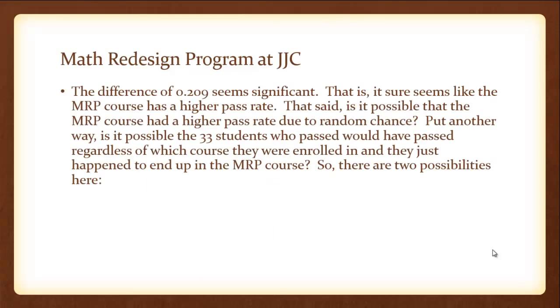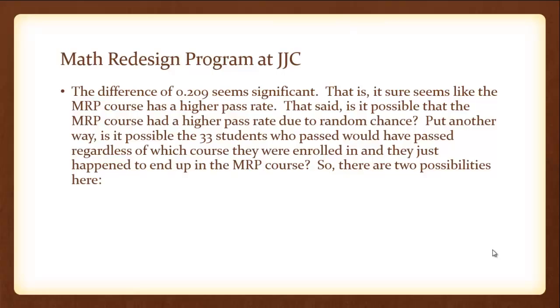All right, so again, that 0.209 seems significant. What we want to know is, could we get that type of a sample difference by pure chance? Put another way, we had 33 total students who passed. 19 in the MRP, 14 in the traditional, 33 altogether. Is it possible that those students would have passed regardless of which course they were in.